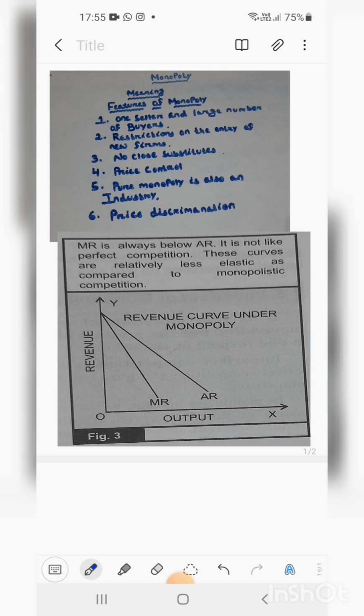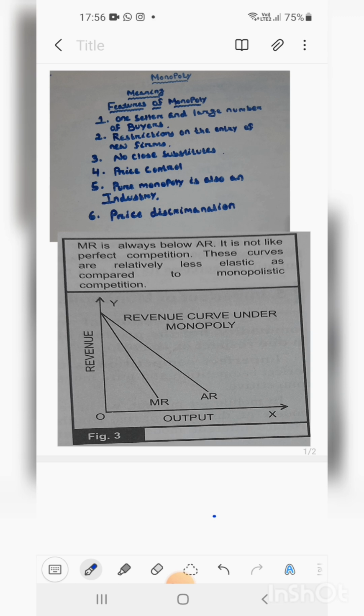The word monopoly has been derived from two words, mono meaning single and poly meaning control. So monopoly means single hand control. Therefore, it is a situation in the market where there is a single seller of a product.